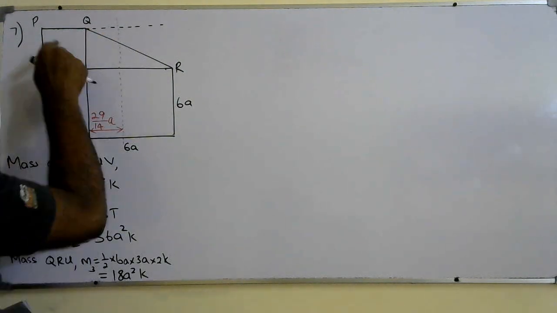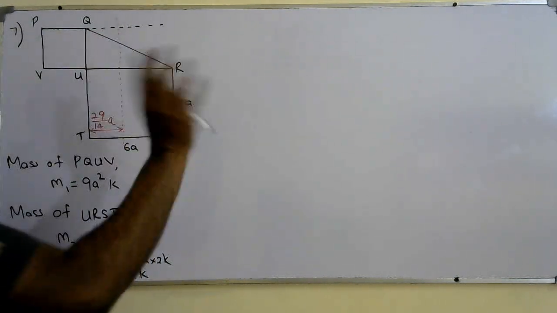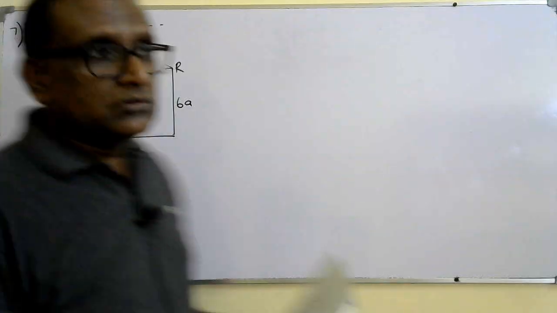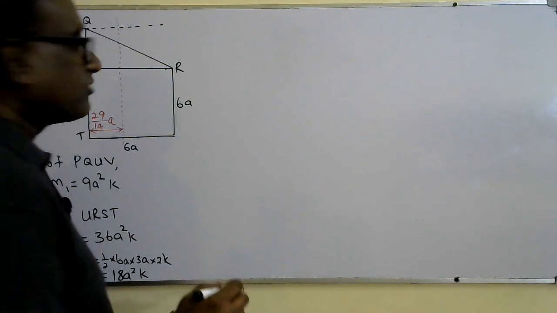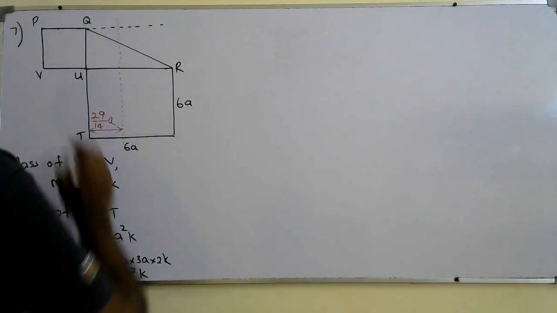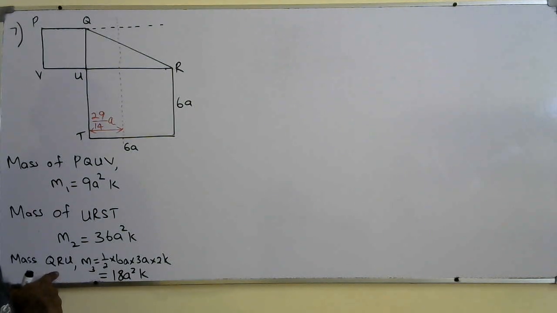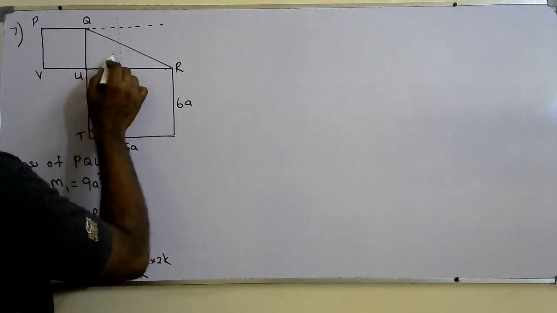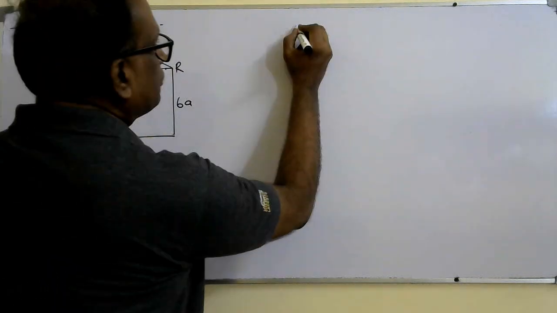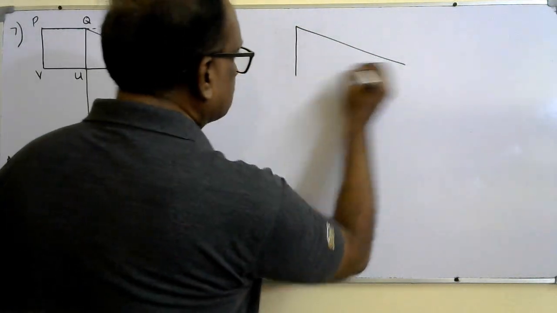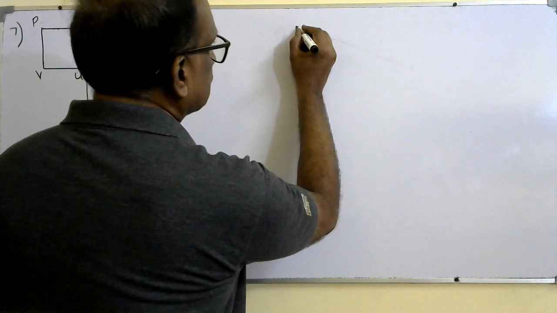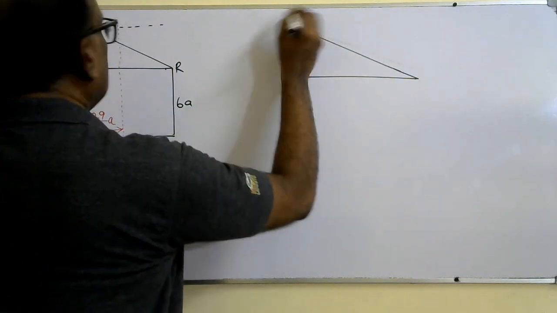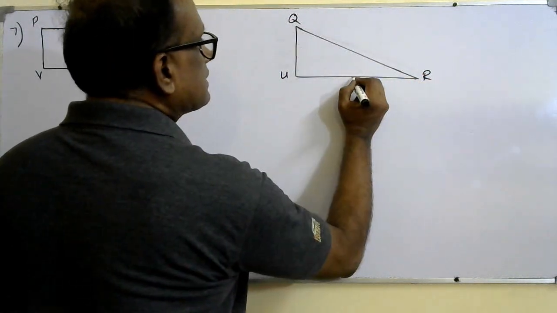Okay, here all the masses are on the same side of line PQ, so there won't be any minus sign when we find sigma mi(xi). Now the problem here is finding the distance of the center of mass of the triangle QUR, so to find the mass of QRU. I will explain separately how to find the distance of the center of mass from the line PQ. I'll draw the same triangle again: U, Q, R. So this is 6A.